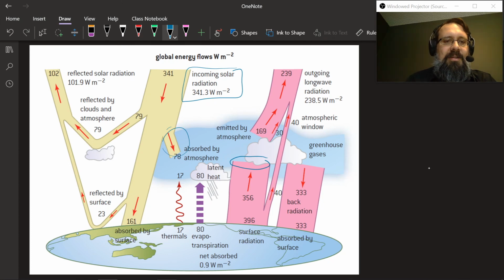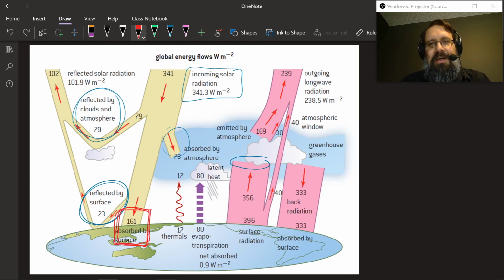Then you can see there's some reflected by clouds. There's some reflected by the surface, and that's the albedo, and then that stuff goes back out. So that means that we have a total of 161 absorbed on the surface. So what is that going to do to the Earth? Well, it's going to cause the Earth to heat up. And so the Earth will be warmed by this energy, but the Earth then will release its own energy, and that's what we see coming over here for the surface radiation. So now the Earth is going to release 396.